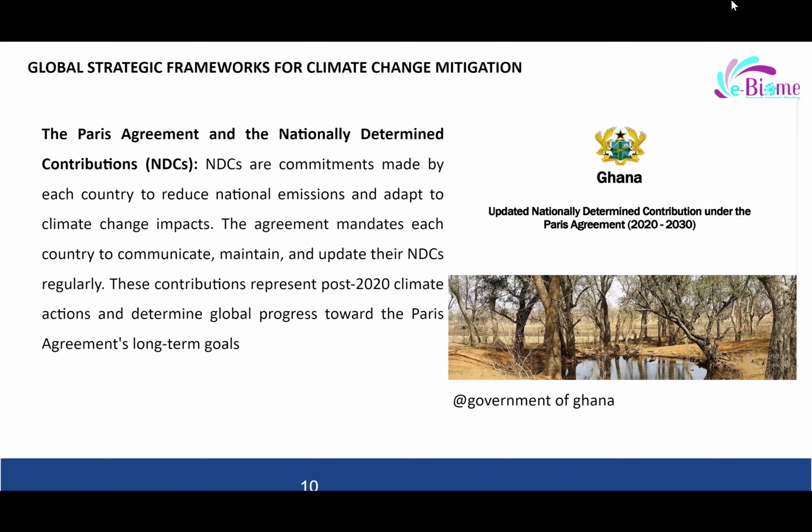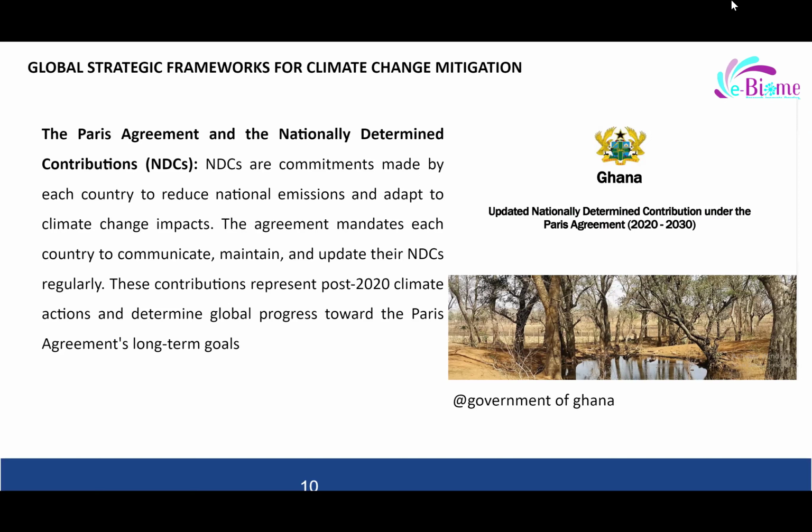NDCs are countries' commitments to reducing carbon dioxide emissions. It is a concerted effort by every government, every state, to prove that they are putting measures in place, and the measures are actually listed in the NDC document. These measures are to reduce carbon dioxide emissions, or sometimes to increase human adaptation to climate change. So NDCs are commitments made by each country to reduce national emissions and adapt to climate change impact. The agreement mandates each country to communicate, maintain, and update their NDCs regularly.